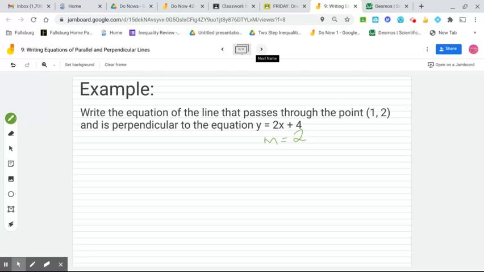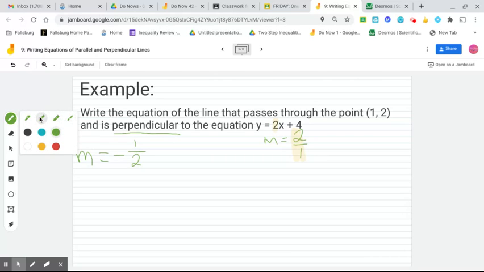So since it's perpendicular, we want the negative reciprocal. Remember, reciprocal means to flip this fraction. Well, it's not a fraction right now, it's a whole number, but we can make it a fraction by putting it over 1. So if we were to flip this 2 over 1, it would become 1 over 2. And we also want to make it negative. So therefore, our slope will be negative 1/2. Again, what we did there was we took the negative reciprocal of the slope that was given to us.